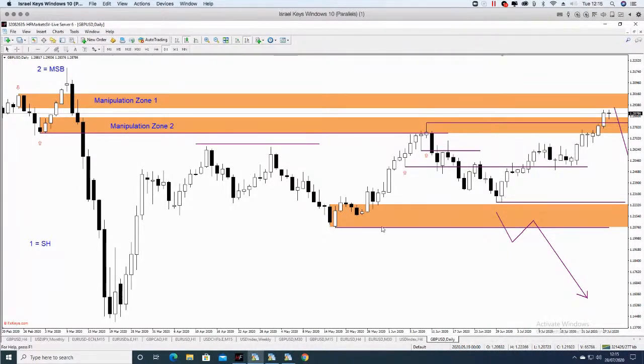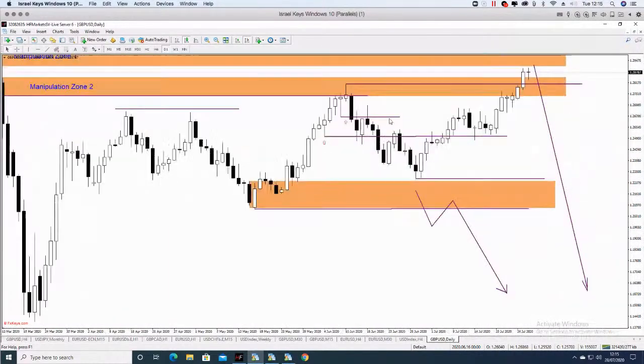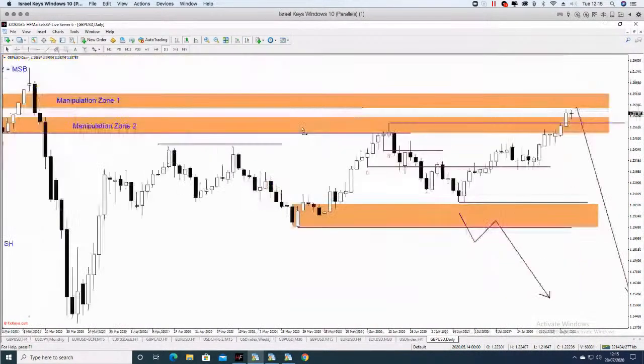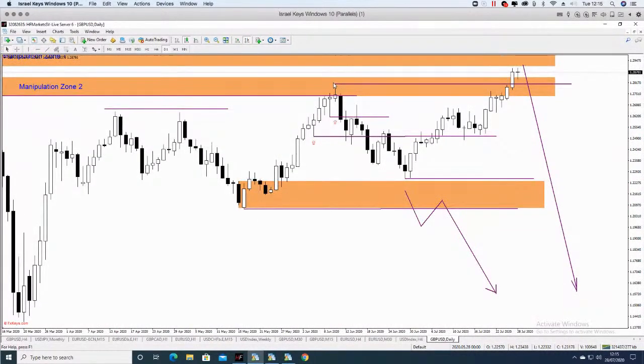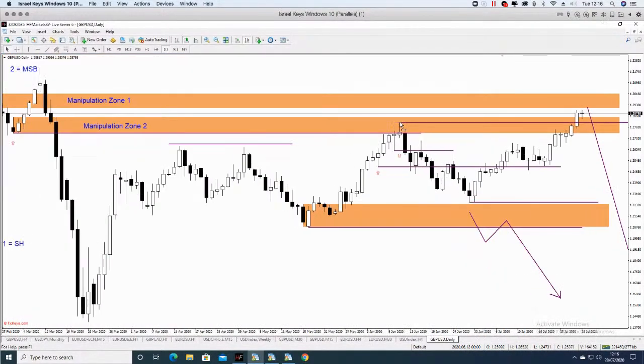But if they don't break that structure, it means they're coming back half the time, or a lot of the time, for manipulation zone 1. In which case, you want to see manipulation zone 2 be taken as intermediate liquidity, and then you look for another reversal up here. So you could technically get two bites at the cherry, if you want to put it that way.